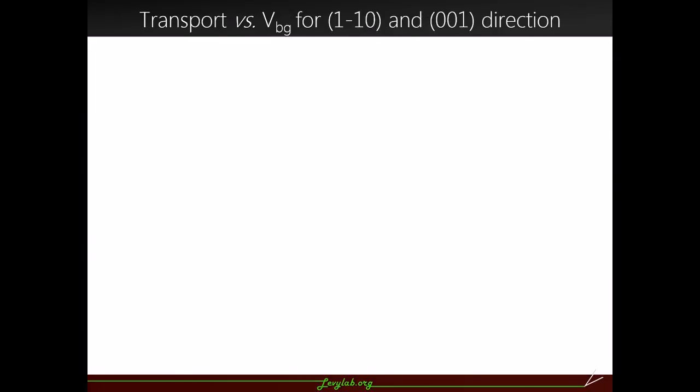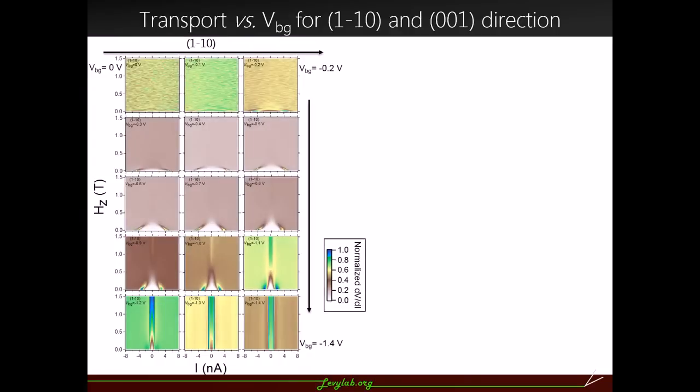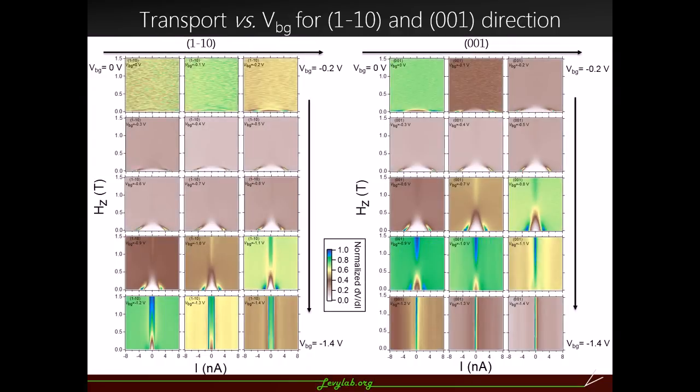We can also study the transport as a function of backgate voltage for the 1-10 and the 001 directions using these nanowire devices. So basically, from left to right and from top to bottom, we decrease the backgate voltage and plot out the normalized differential resistance as a function of magnetic field and source bias.